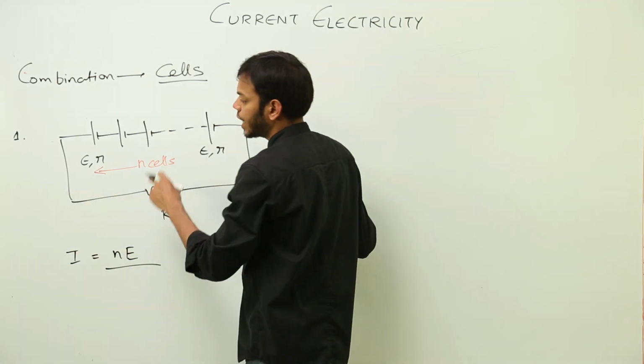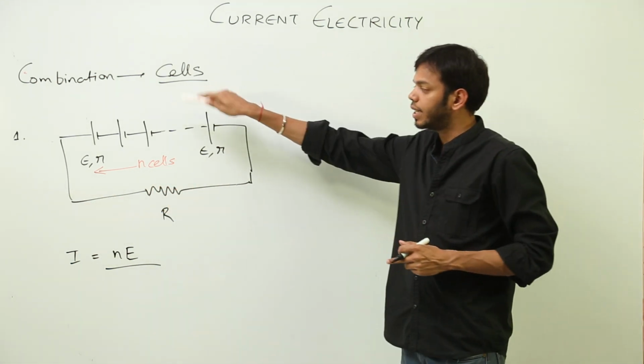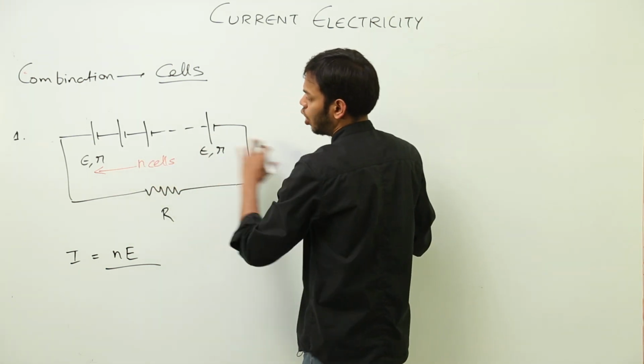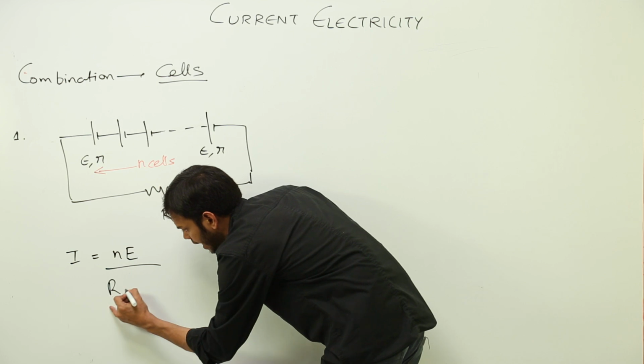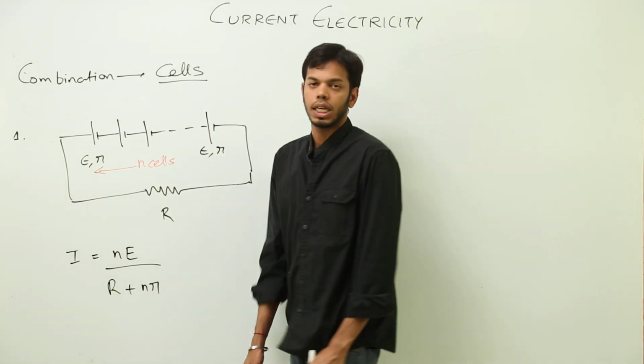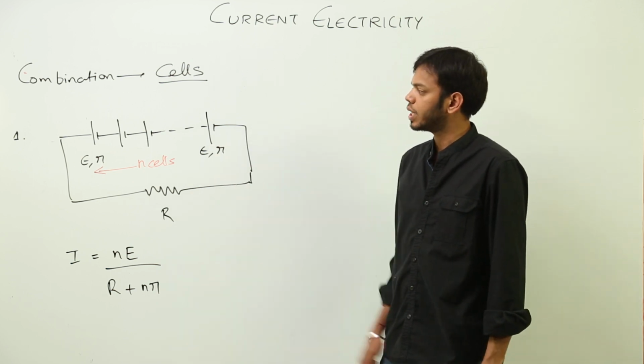All of these resistors are in series because there is no wire connecting in between the circuit. So this r plus r plus r plus r, all of these are in series. So external plus all of internal, that is n times r. This is the total current flowing in the circuit.